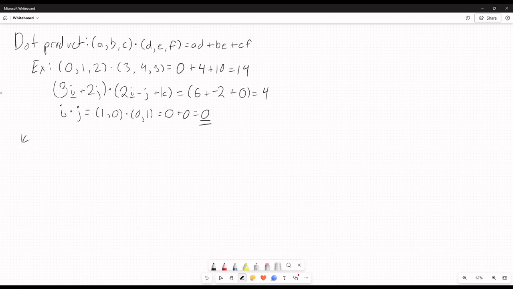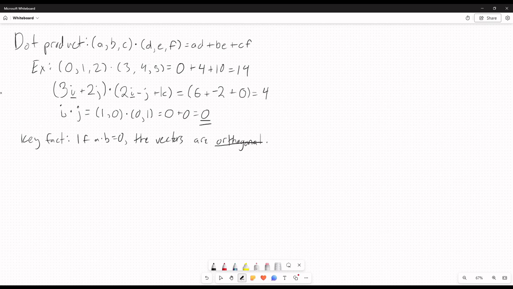There's a few cool things about the dot product, but the key fact is that if A dot B equals 0, the vectors are orthogonal. And what orthogonal means is there is a right angle between them.